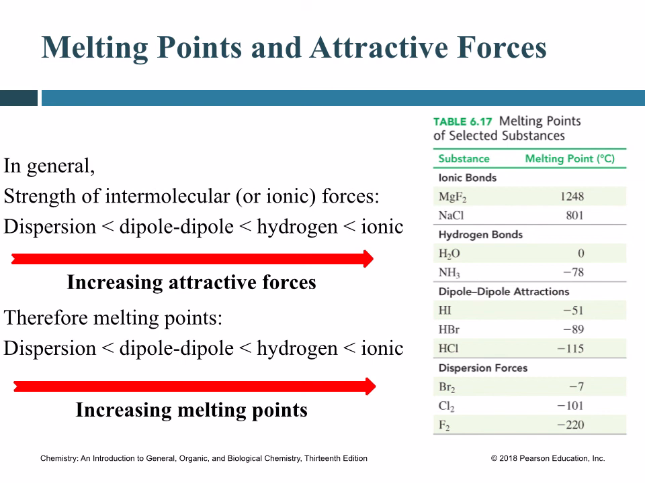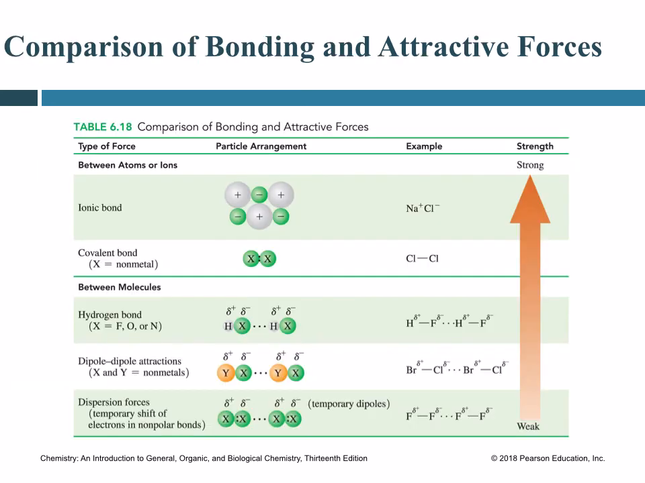The strength of intermolecular forces determines the melting points. Melting requires energy to break the forces holding the molecules of a solid together. The greater the intermolecular forces, such as hydrogen bonds, the greater the melting points. Ionic compounds, which are held by strong ionic bonds, have very high melting points. Here is a summary showing the comparison between the type of bonds and the strength of attractive forces.